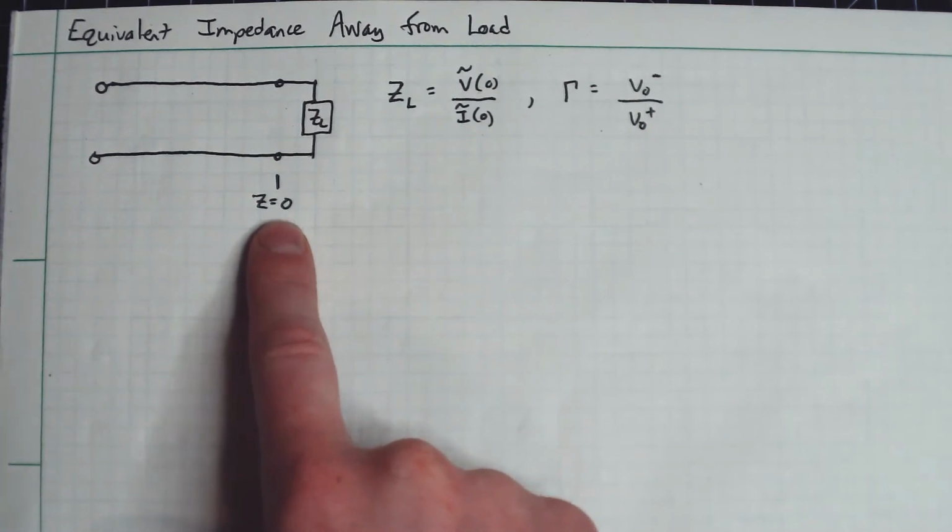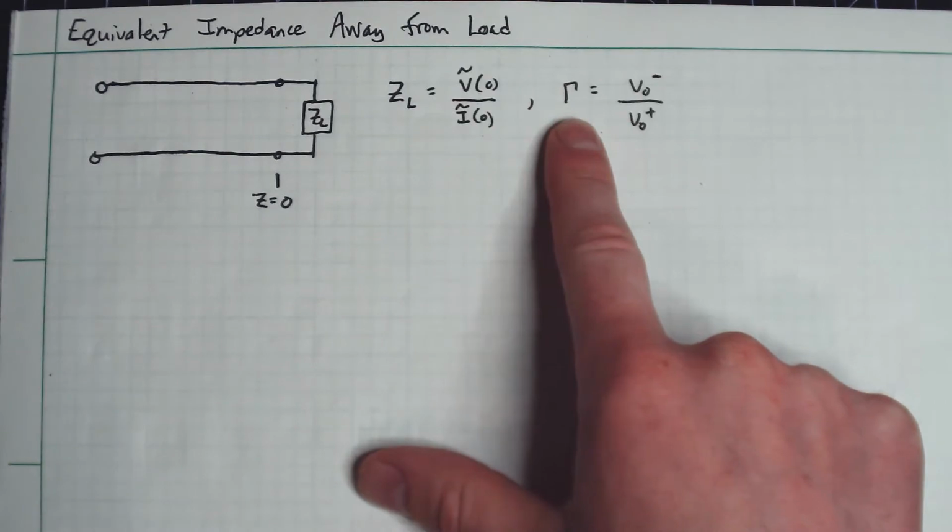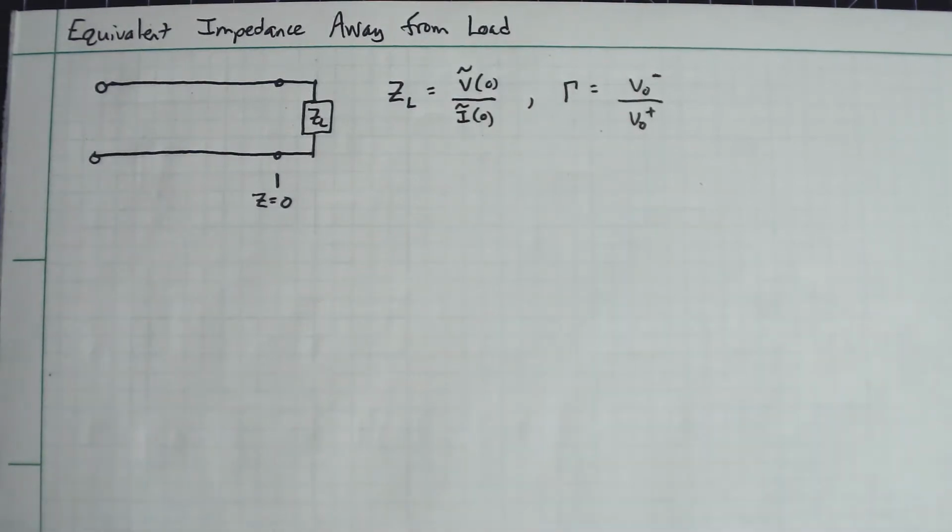point here at 0. And of course, similarly, we have this idea of a reflection coefficient, which was simply the amplitude of the reflected wave divided by the incident wave.